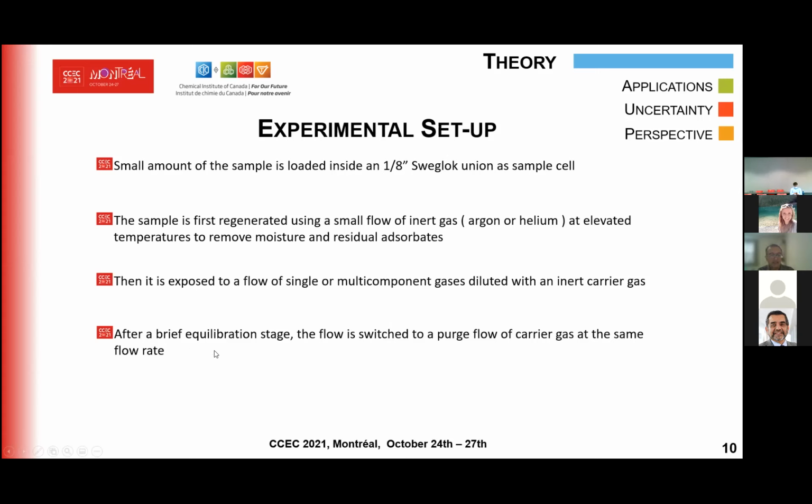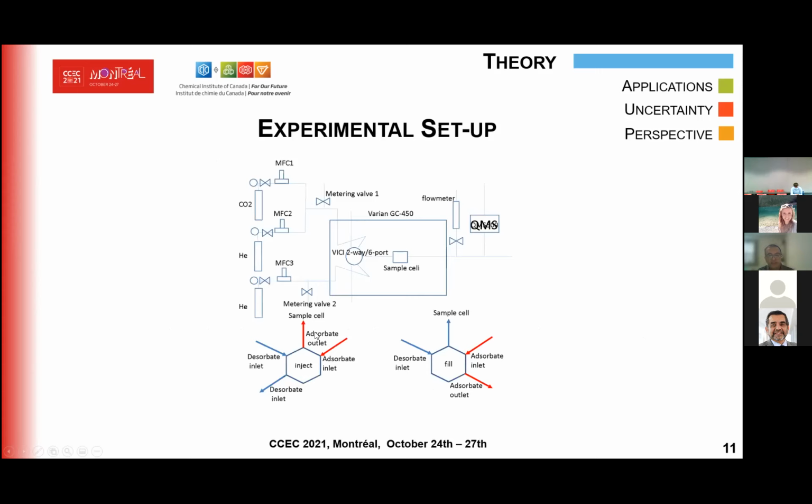Then after a brief equilibration stage, the flow is switched to the purge flow, where the carrier gas removes the adsorbed material, and then using, let's say, a suitable detector, such as the mass spectrometer, you can monitor the desorption until it reaches the baseline. And this is what the setup looks like, the one I have.